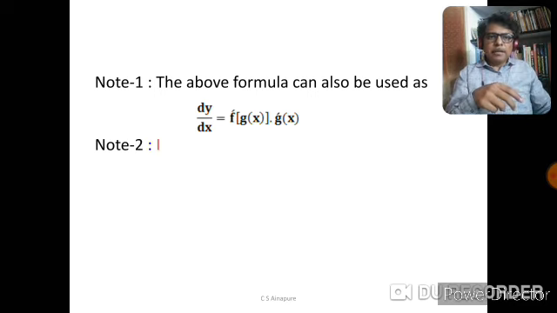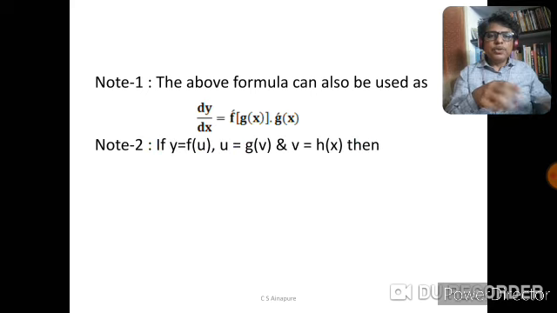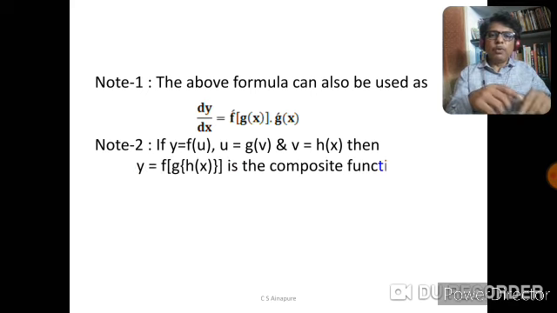And the second note: suppose we have a function of this type, y is a function of u, u is a function of v, and v is a function of x. Here we have three functions, where y is a differentiable function of u, u is a differentiable function of v, and v is a differentiable function of x. So, if we combine all these three functions, see what we are getting. We are getting y is equal to f of g of h of x. Once again, y is a composite function of x.